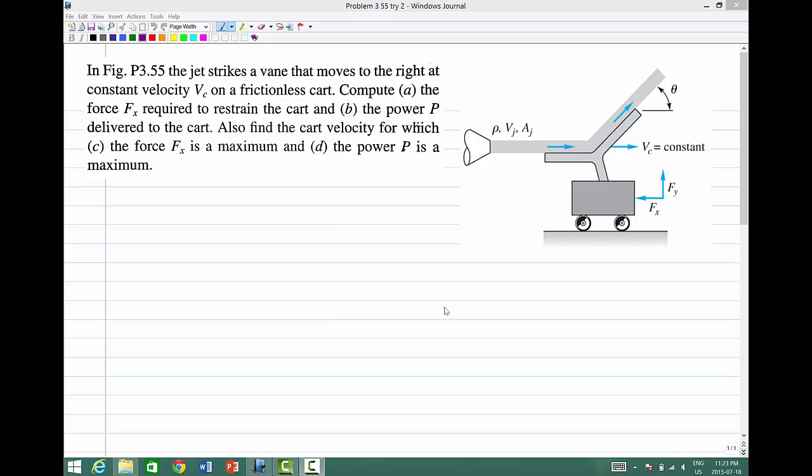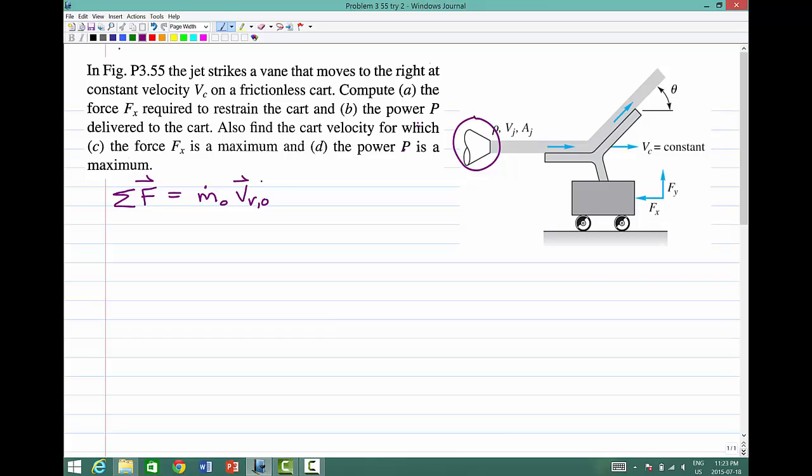Okay, here we are with the Surface Pro 3. Again, we're dealing with a fluid jet issuing from a stationary nozzle here, and we have a moving cart. So the equation that we start with is that the sum of the forces in a vector sense equals m dot out V_R out minus m dot in V_R in, where these are vectors.